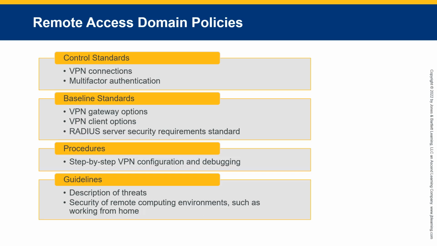Baseline standards include the VPN gateway options, VPN client options, and Radius server security requirements standards. The VPN gateway option requirement standard outlines the security configuration features for the specific VPN concentrators used by the organization. The Radius server security requirement standard describes the security configuration of the Remote Authentication Dial-In User Service.